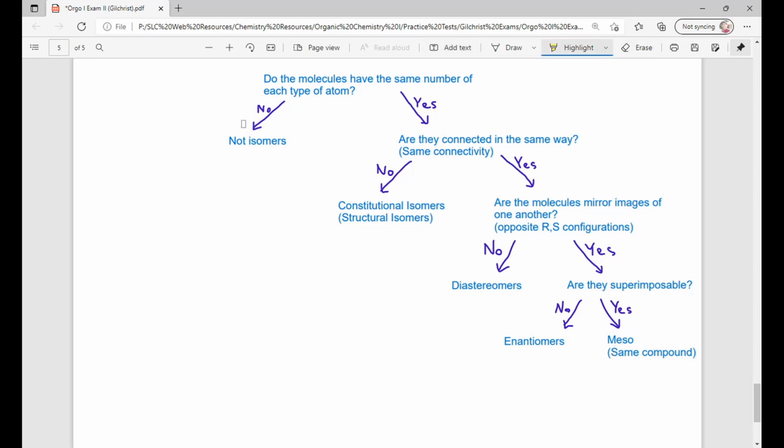Yeah. So 5 possible choices. They can either be constitutional isomers if they don't have the same connectivity. If they have the same connectivity but are not mirror images, they're diastereomers. If they're same connectivity and mirror images, but they're not superimposable, they're enantiomers. If they are superimposable, then they're meso compounds, or they're the same compound. So those are your 5 possibilities when you're analyzing isomers.